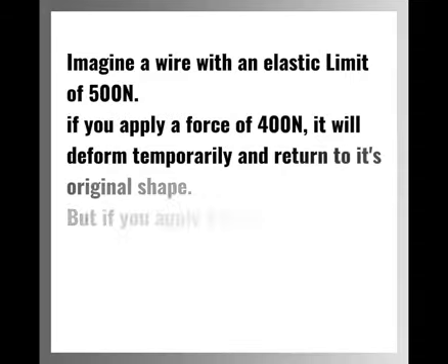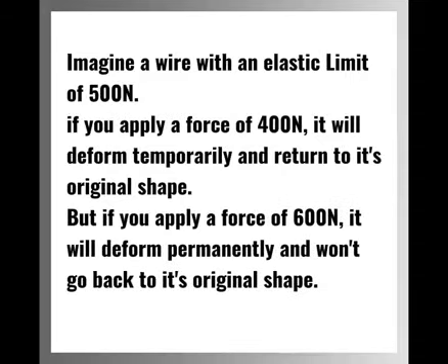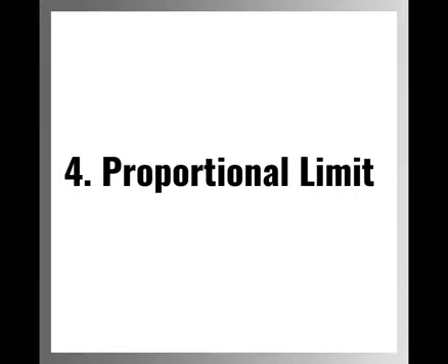Here's a simple example. Imagine a metal wire with an elastic limit of 500 Newton. If you apply a force of 400 Newton, it will deform temporarily and return to its original shape. But if you apply a force of 600 Newton, it will deform permanently and won't go back to its original shape. Next is proportional limit.